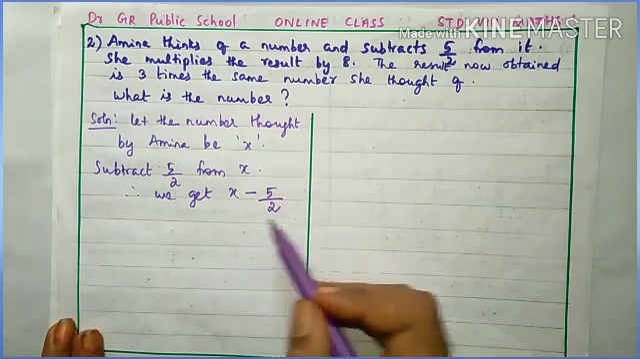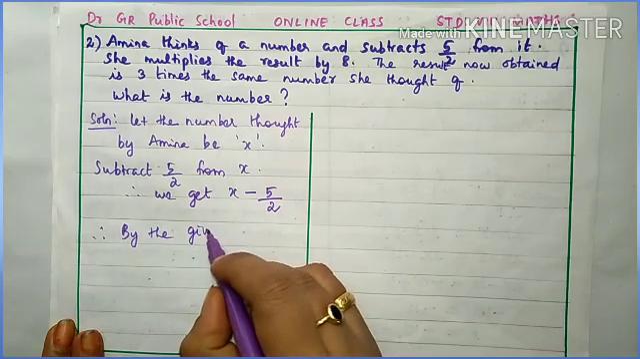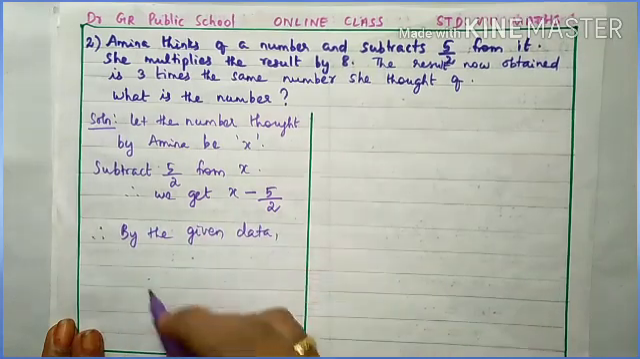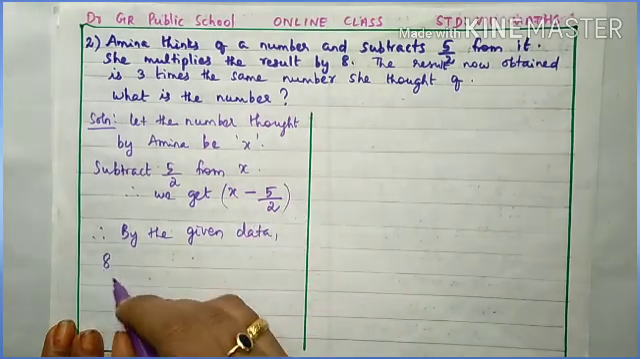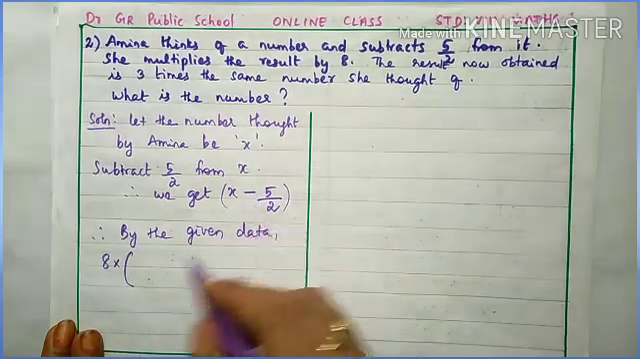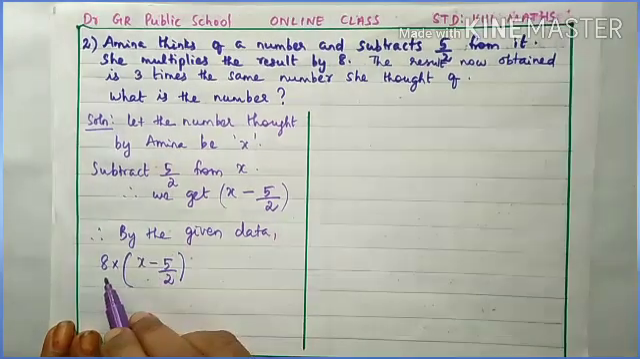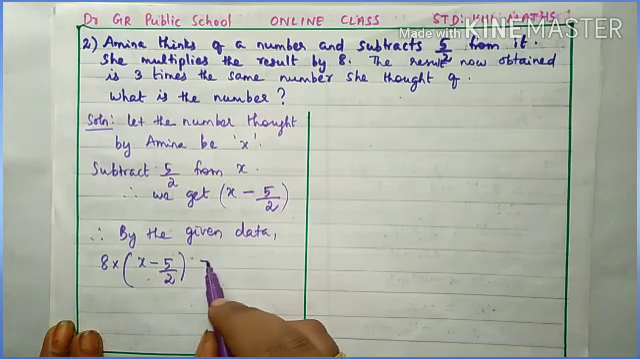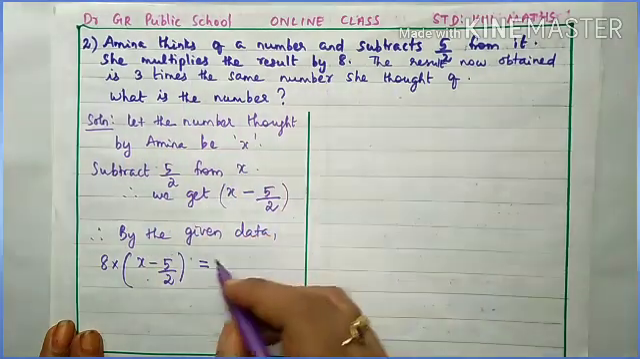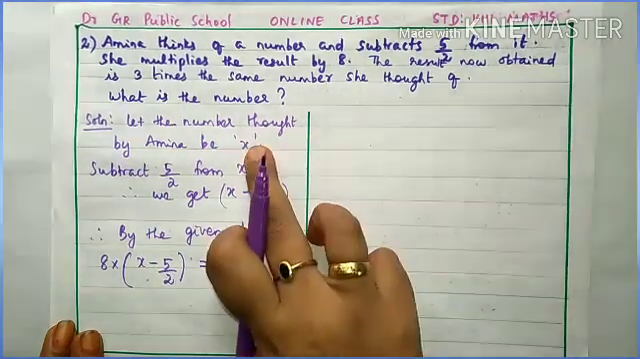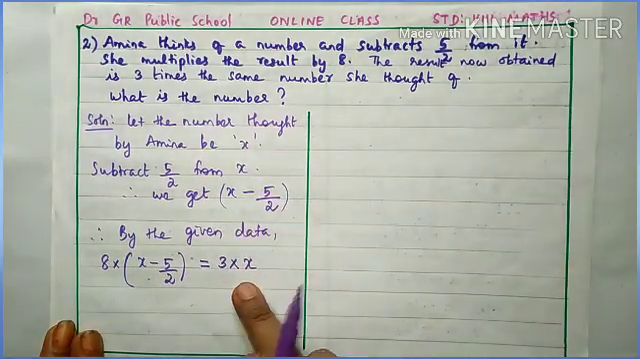Understood? So shall we write that? Okay. So therefore, by the given data, so what do we have to write? This is the result. So when this result, x minus 5 by 2, is multiplied by 8, we are getting a new result, that is, the result now obtained is 3 times the same number she thought of. So 3 multiplied by the number she thought of, which is x. So this is the meaning of the sentence here. Okay.